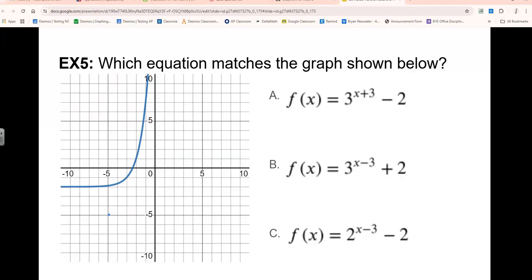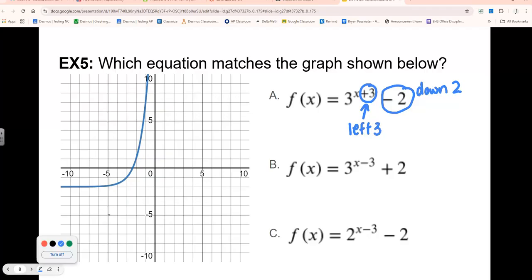All right, Cannon, which one did you get for number 5? A. Okay. And if the choice is A, what would this -2 do to it? Down 2. And what about that +3? What's that do to the graph, Cannon? Left 3. So like your normal exponential, if I graph that right here, normal exponential looks like this, sort of. It has a horizontal asymptote at the y-axis.